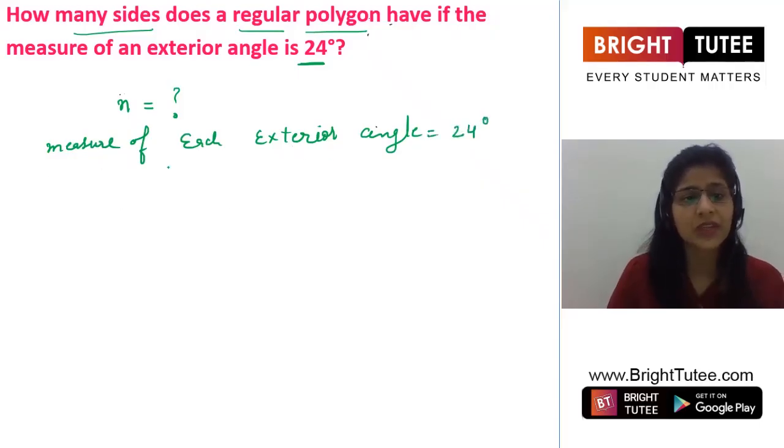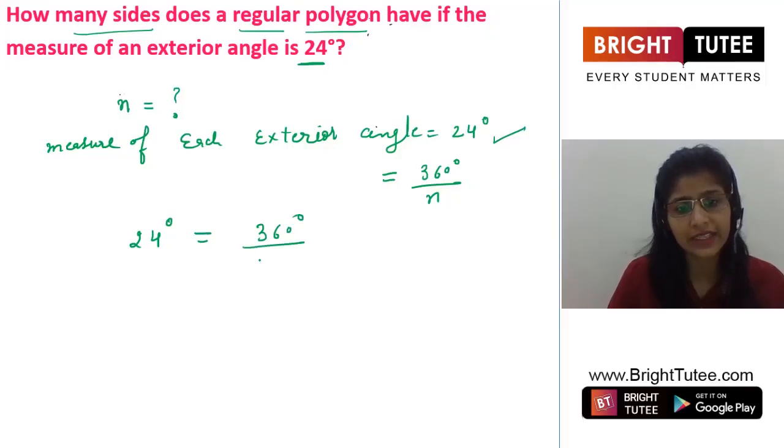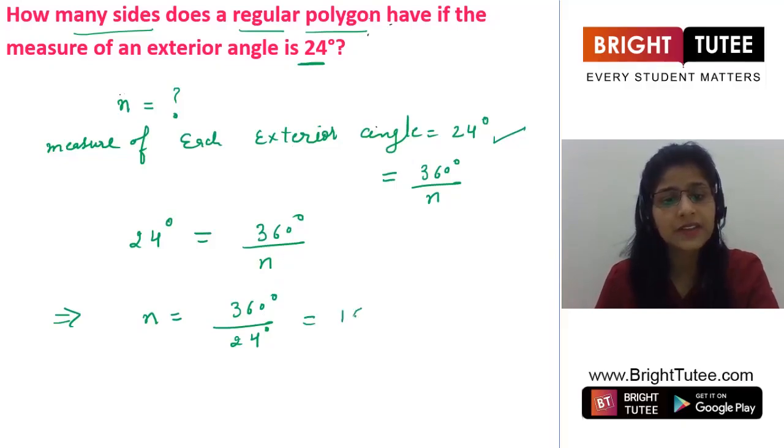Measure of each exterior angle will be equal to how much? 24 degrees. And what is the formula of each exterior angle? It is also equal to 360 degrees divided by n. Let us equate these both, because this is also the measurement of each exterior angle given in the question. So we write 24 degrees equal to 360 degrees divided by n. So this implies n is equal to 360 degrees divided by 24 degrees. Now solving it, we get 15.